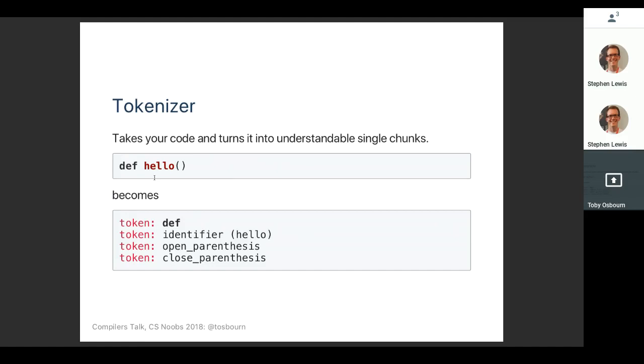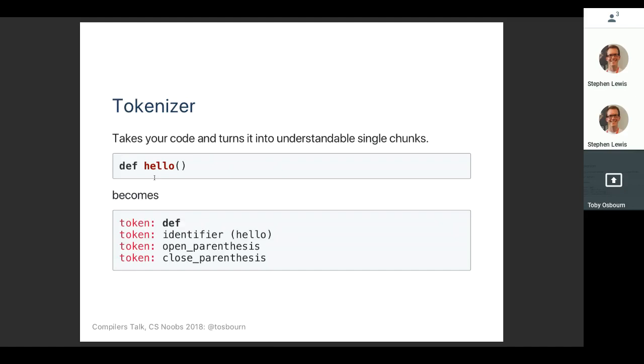So the tokenizer takes your code and turns it into understandable chunks. In this case, we have def hello with some parentheses, and after it's been tokenized, all the tokens get pulled out. There'll be one for def, there'll be a token that's called an identifier, which will be hello, and then there's a token for the open parentheses and one for the close.